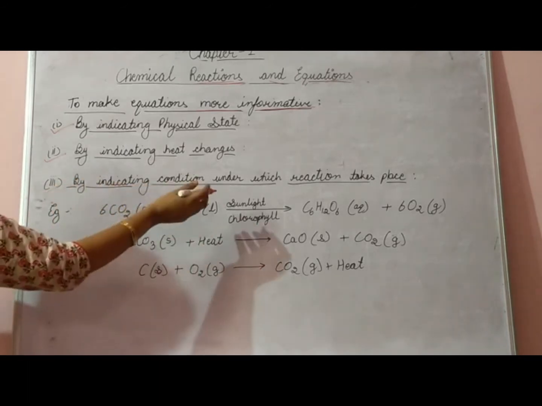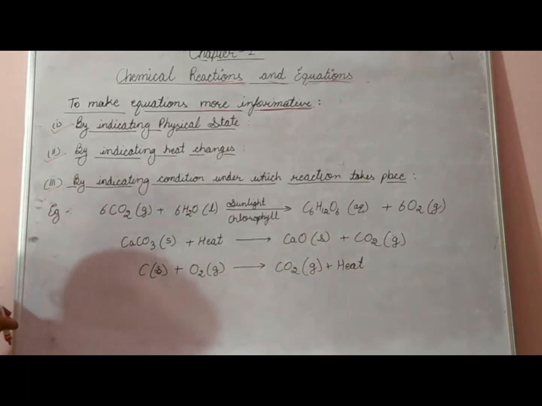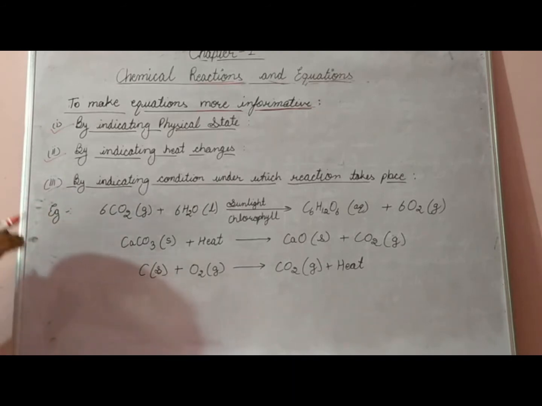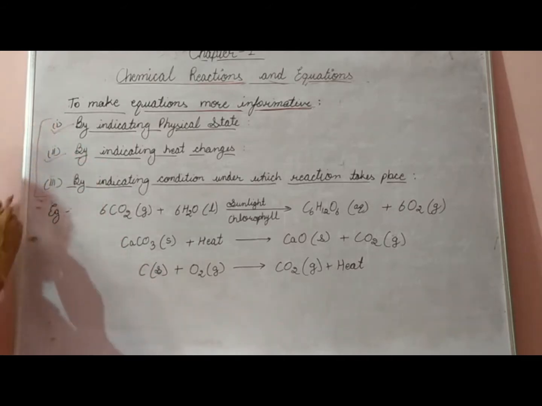Next is by indicating the condition under which the reaction takes place. We can mention the condition. For example, some reactions we conduct under low atmospheric pressure, under high atmospheric pressure, or in the presence of some catalyst. So that we can write. So by using these 3 methods, we can make chemical equations more informative.